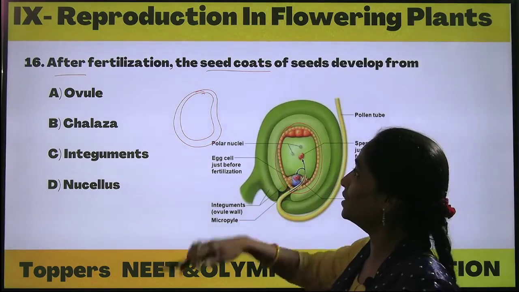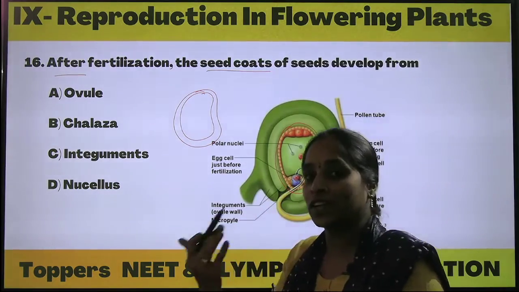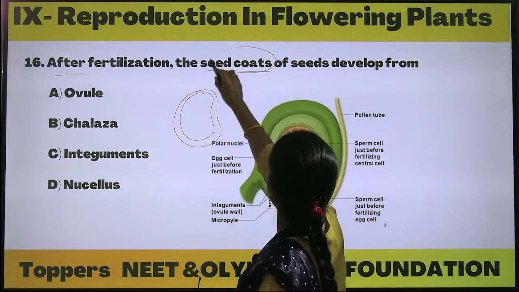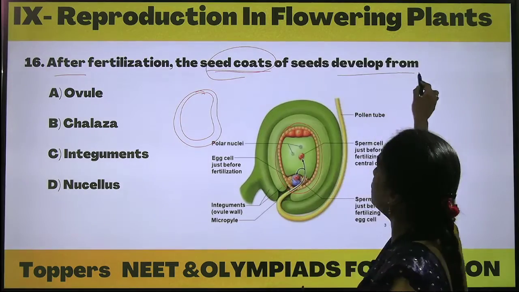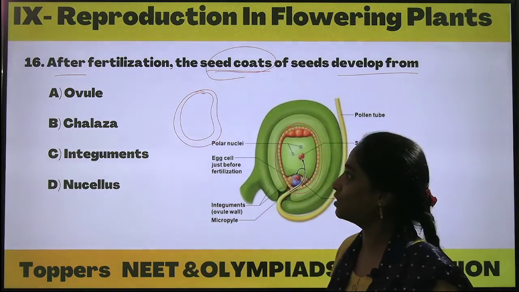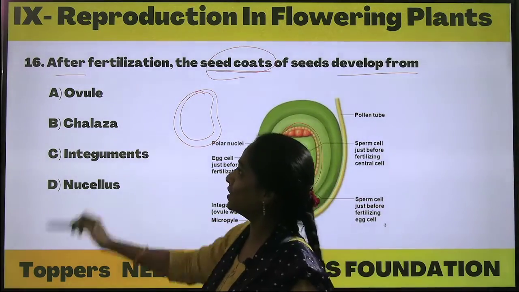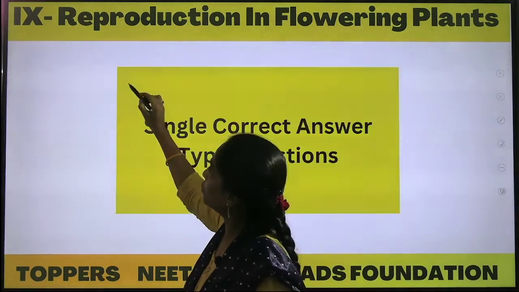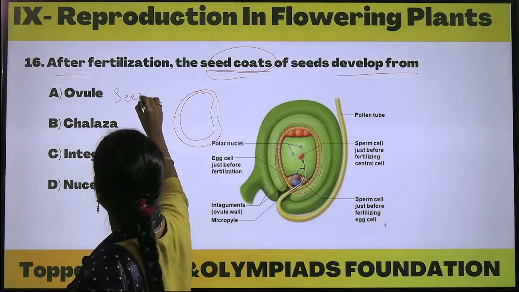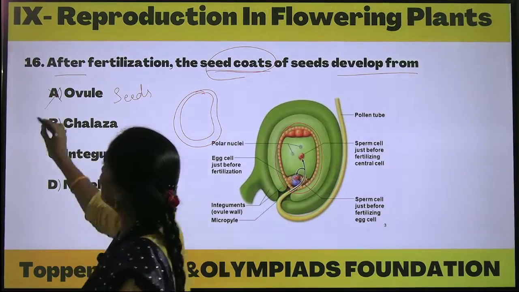So during and after fertilization, what happens? He is asking about the seed coats. The seed coats of seeds are developed from which of these parts of the female reproductive organ in a flower? Is that the ovule? The ovule develops into seeds. So this is the wrong option.